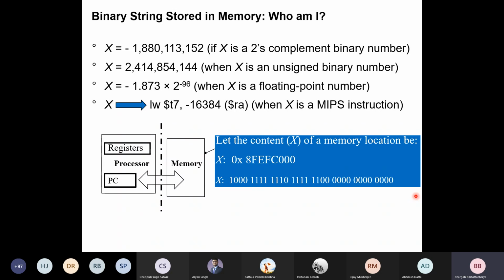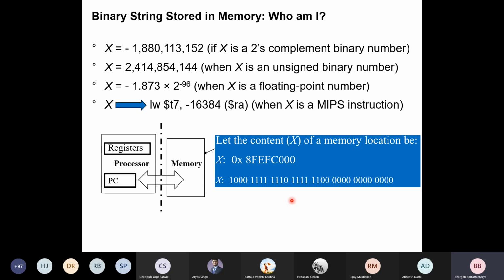If it is an instruction, then I need to decode the instruction and see what kind of instruction it is and take the appropriate actions. If it is a 2's complement binary number, then it may be a part of some data, right? Or similarly, if it is an unsigned or floating point number, it is a part of data. And I need to do some data operation with some other data and so on. So the challenge is, how does the machine identify the attribute of this string?